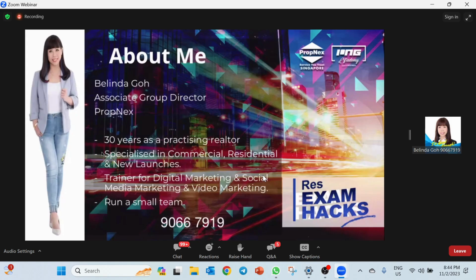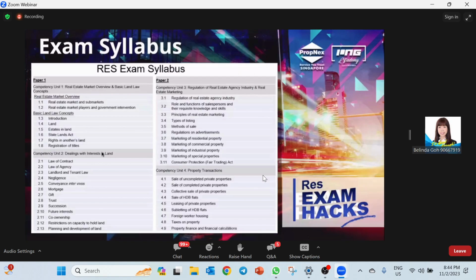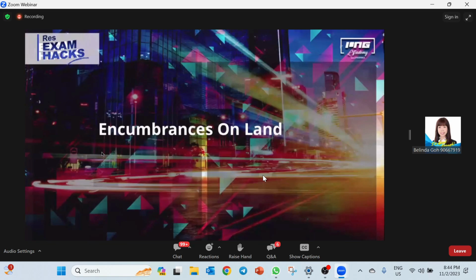At Pronex, today my partner Rain covered paper one, component two, and I'll be taking paper one, component one. Yesterday, for those who attended, we covered paper two, components three and four already. So now let's zoom into paper one, component one. This area will be the component for my segment: encumbrances on land.